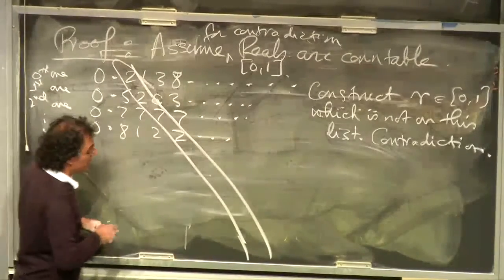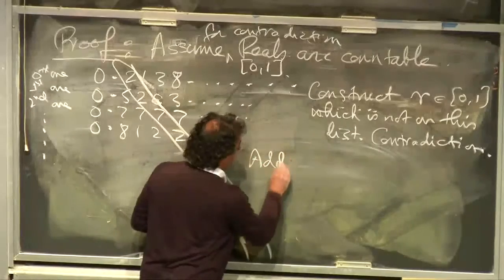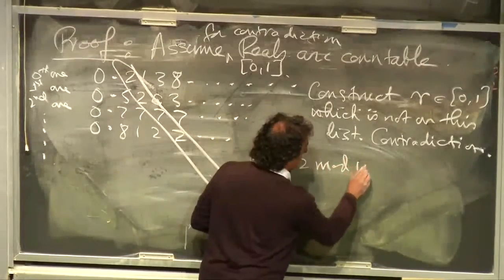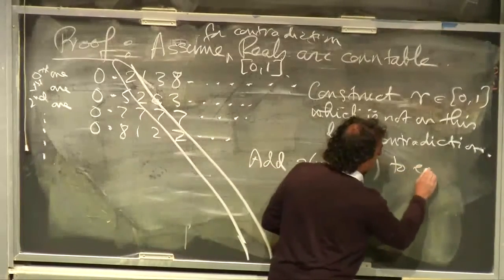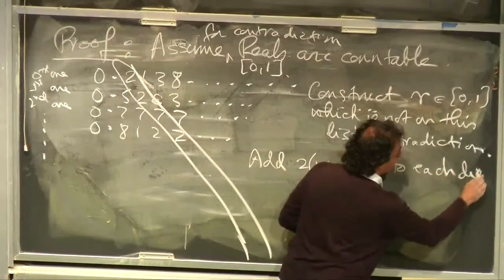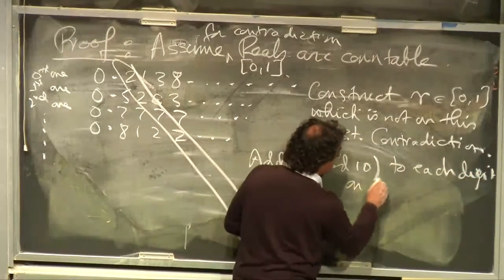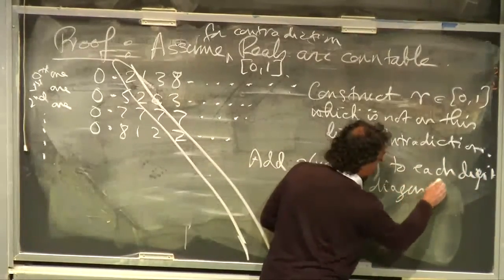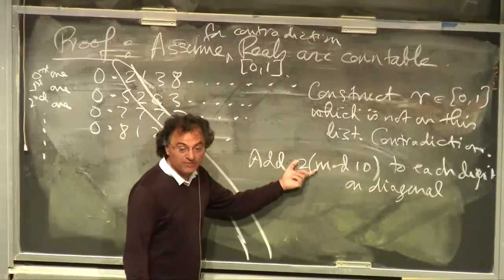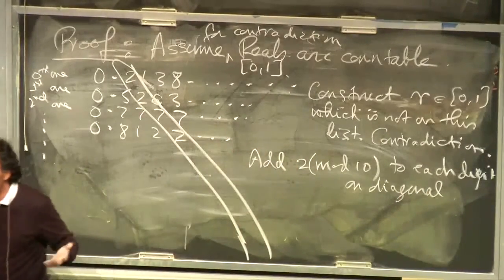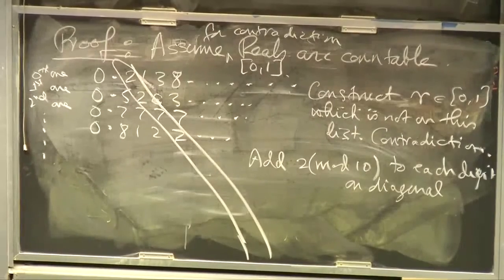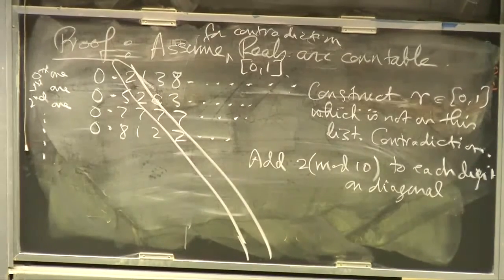Right? So we add 2 mod 10 to each digit on the diagonal. Of course, you could add 3 if you wanted, or 4 if you wanted. It's all the same, right? Okay, so what do we get?